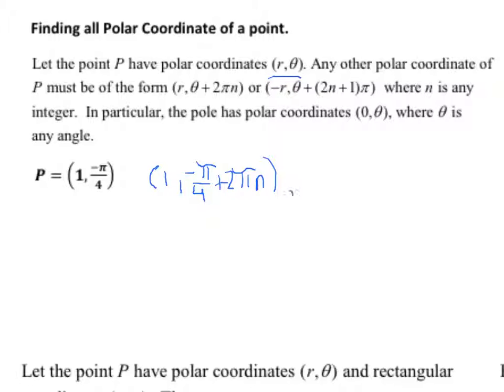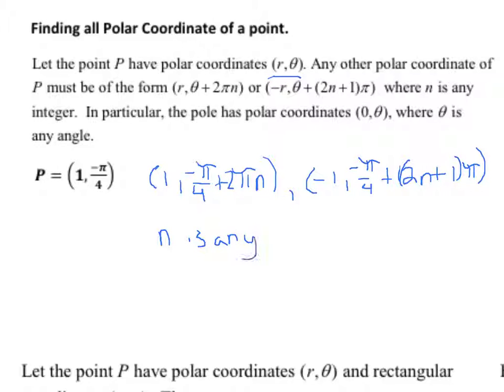So you also have negative 1, negative pi over 4 plus 2n plus 1 times pi. N is any integer.